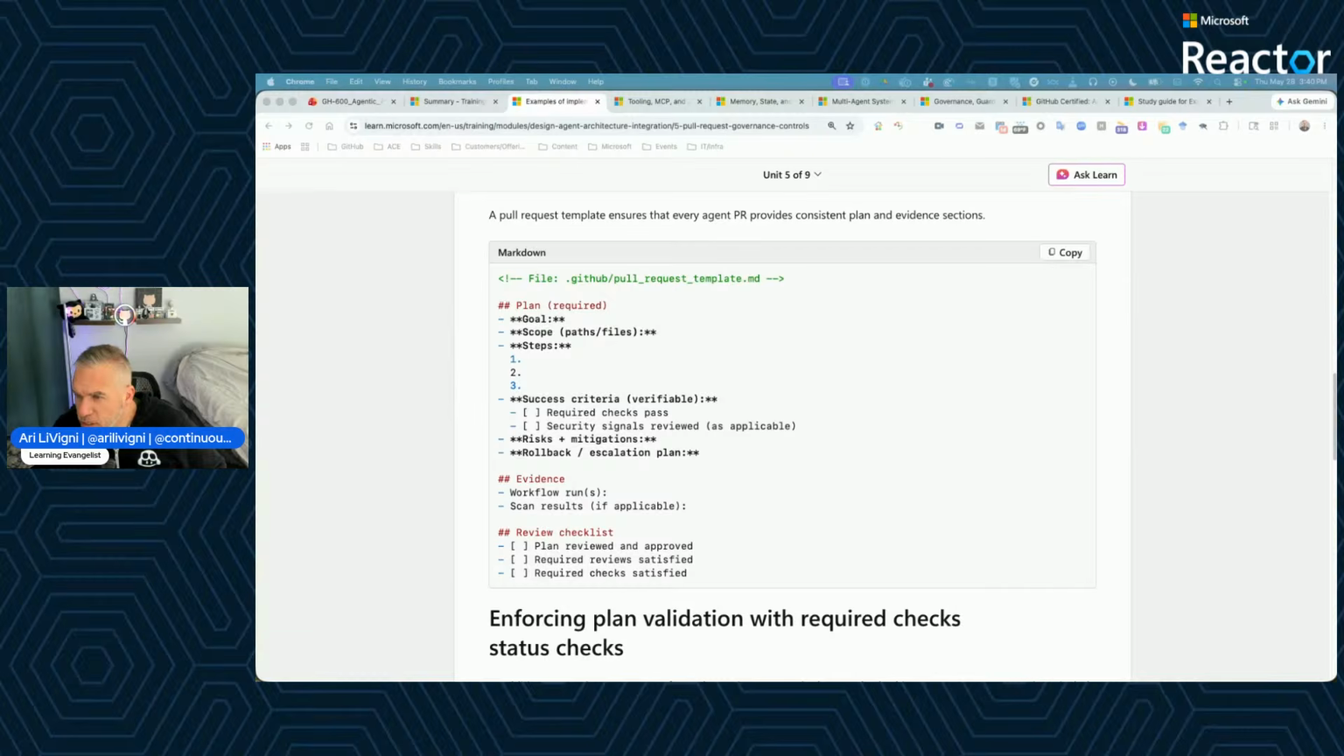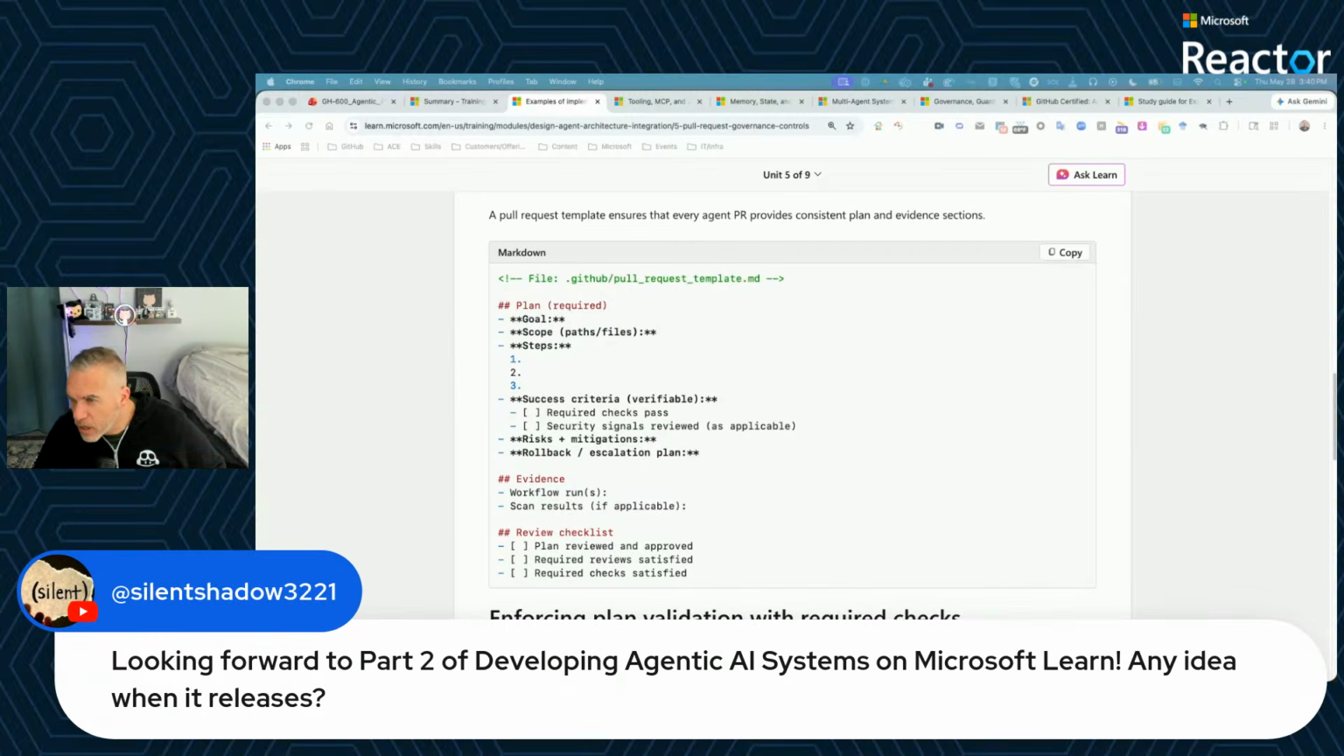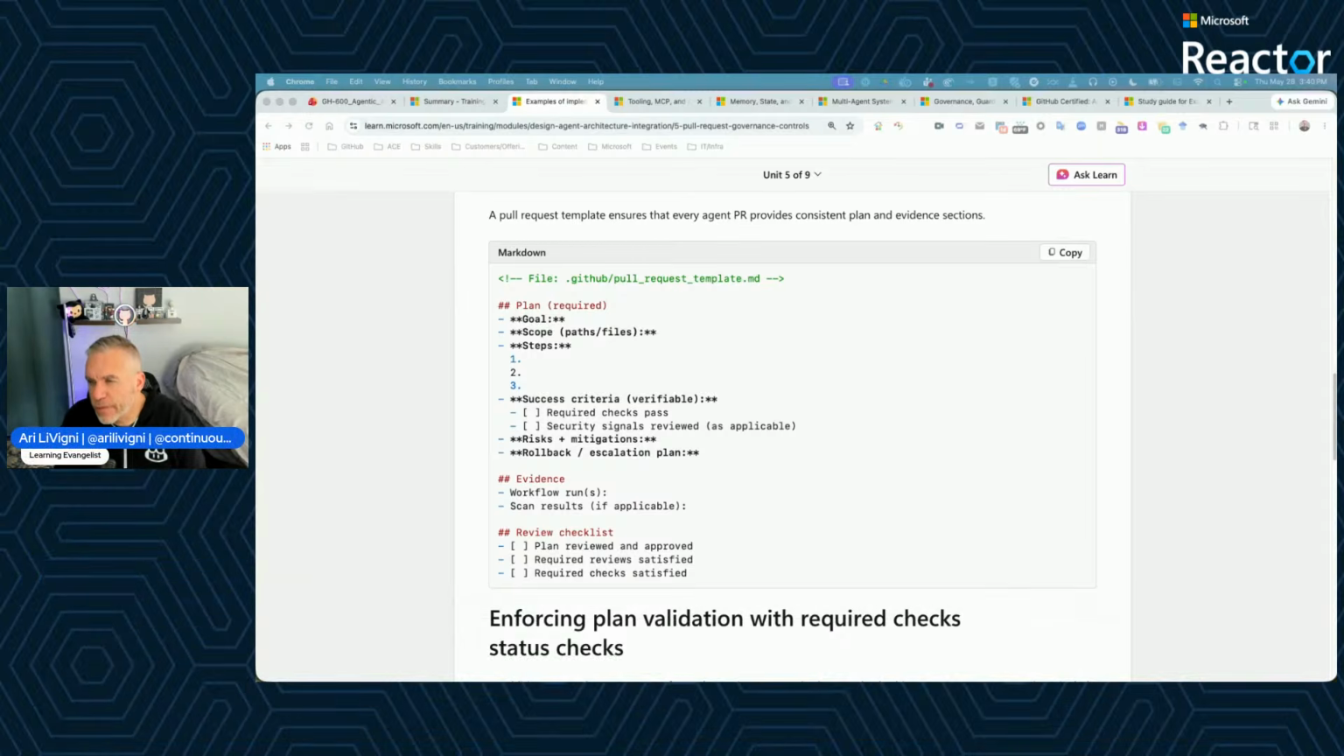Part 2 of developing agentic AI systems on Microsoft Learn, any idea when it releases? I'm not sure when that is released. Maybe Anna knows. I don't know when we're going to be doing that. I'm not as familiar with that. Or do you mean part 2 of the one module? Maybe I'm not clear. Maybe you could clarify that question.